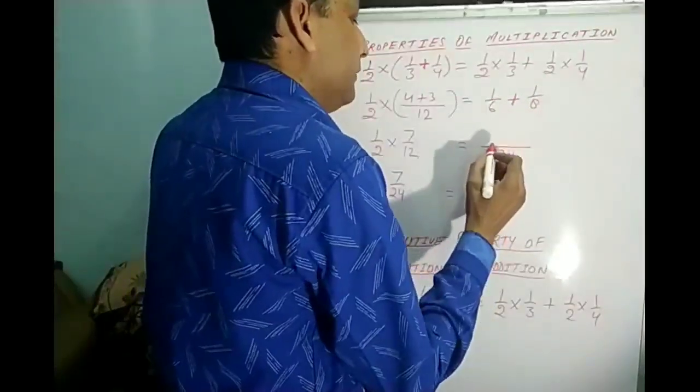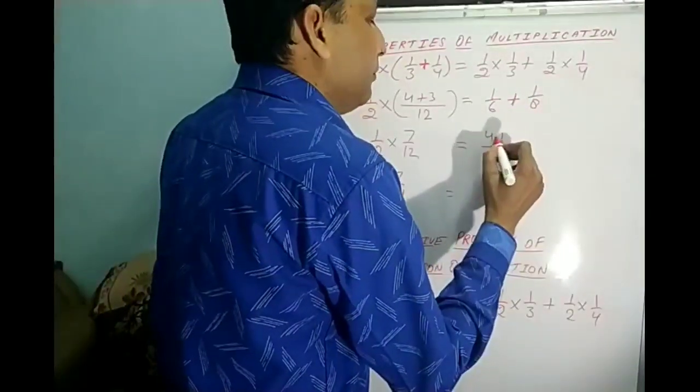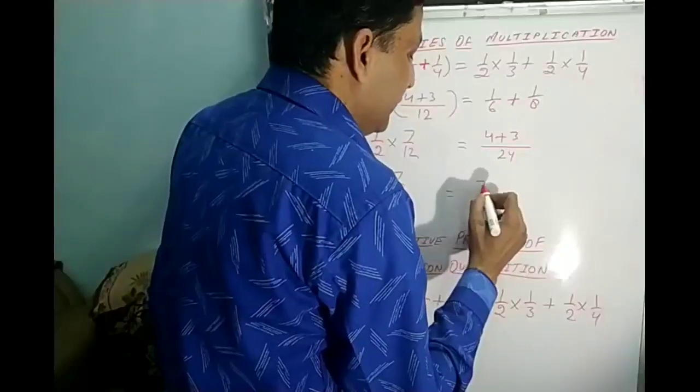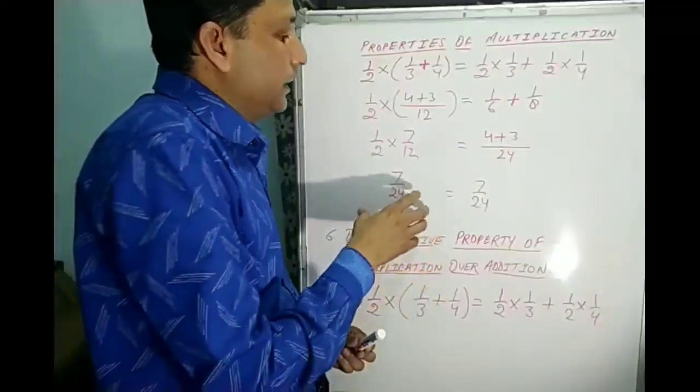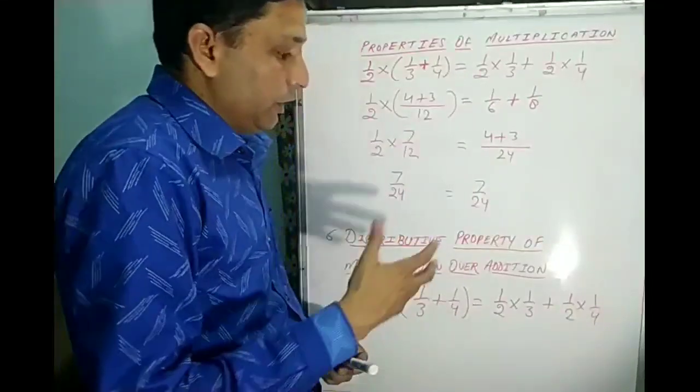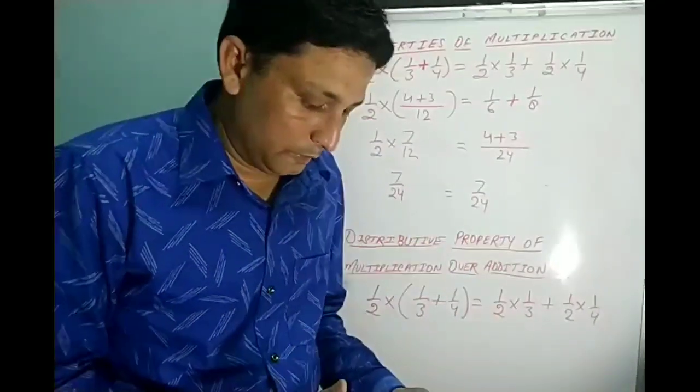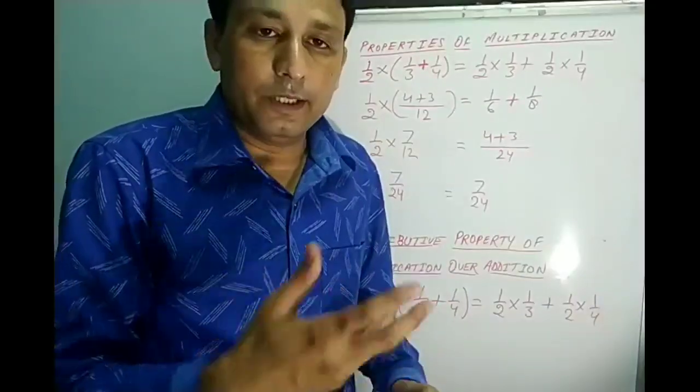Now in the table of 6 it will come 4 times, plus 8 3s are 24, and after adding here we will get 7 upon 24. So here you can see the value of the left hand side is equal to the value of the right hand side. So it's all about the properties of multiplication of rational numbers.